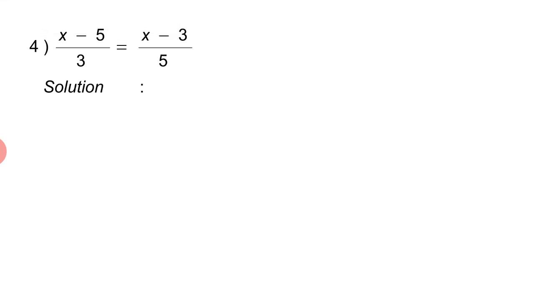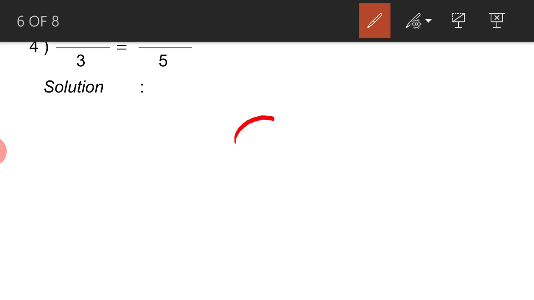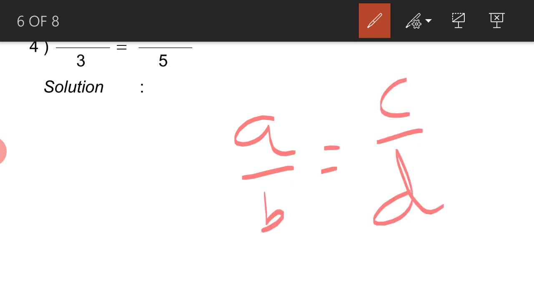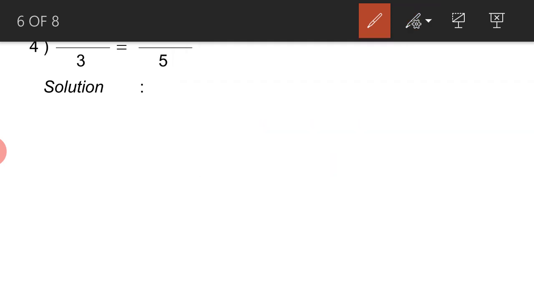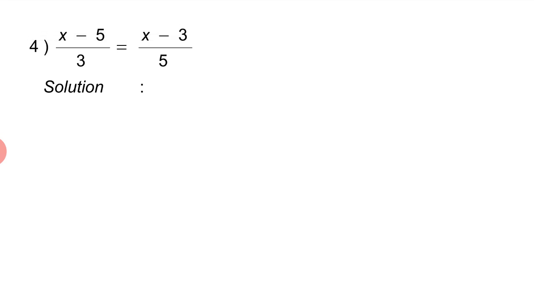So now next problem is x minus 5 upon 3 is equal to x minus 3 upon 5. Now here this particular problem is in the form of a by b is equal to c by d. Now we say these two are equivalent numbers. So what do we say? Their cross products are same. So a into d will be equal to b into c, and this particular rule we are going to use to solve this question number 4. So we write the question number 4, x minus 5 upon 3 is equal to x minus 3 upon 5.